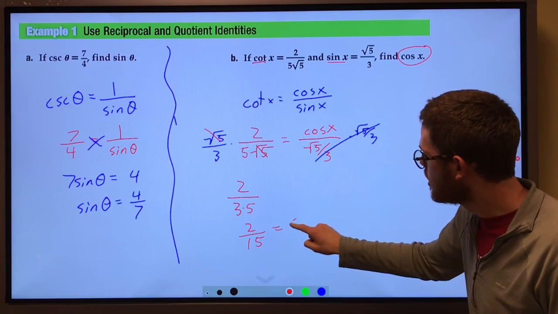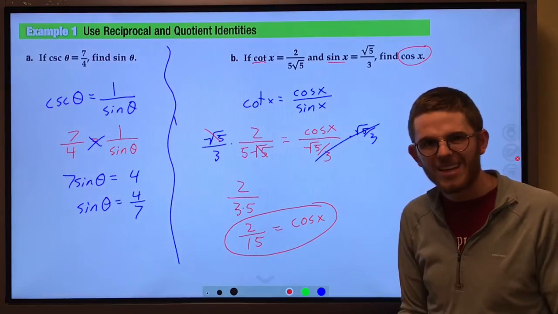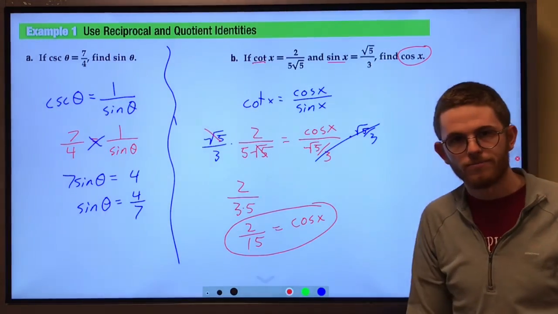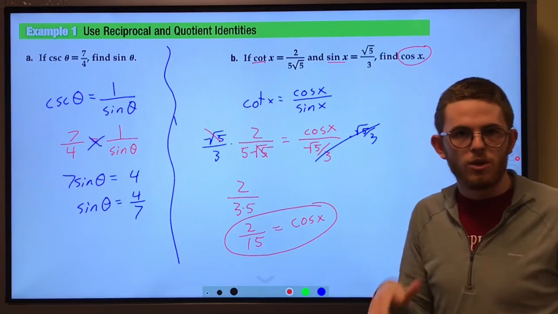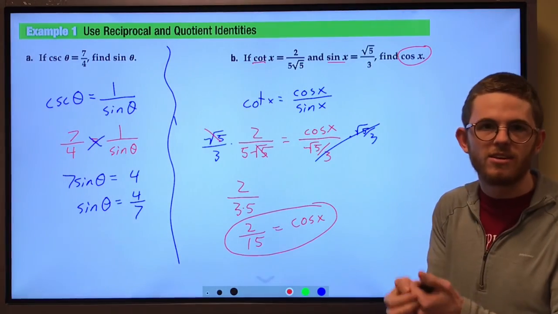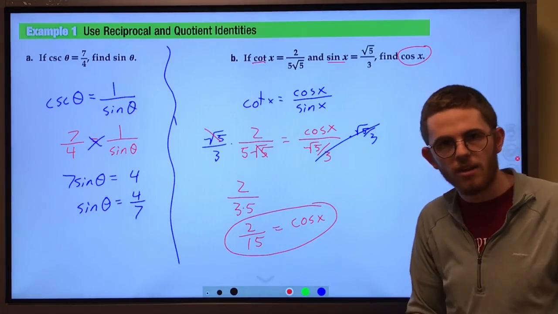And what was left over here? Cosine of x. I had cotangent, I had sine, I just had to solve for cosine. So there are some ways we can use identities. We don't have to draw out triangles or things, but we're starting to think of things as what equals what, what is true, and we have these identities to work from.